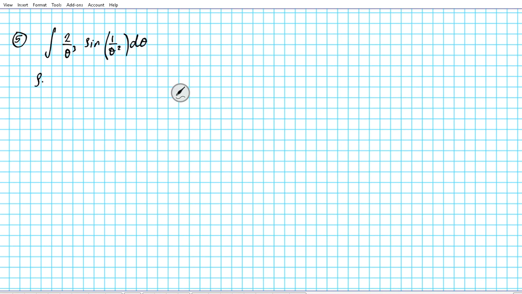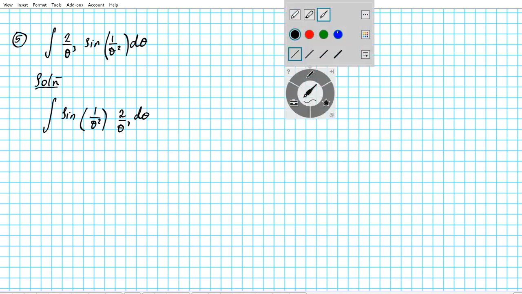Alright, so to do this, we're going to go ahead and separate the two functions. We want to write the composite first and the other second. So we have the integral of sine of 1 over theta squared times 2 over theta cubed d theta. Okay, so the inner function of the composite, let's call that u.